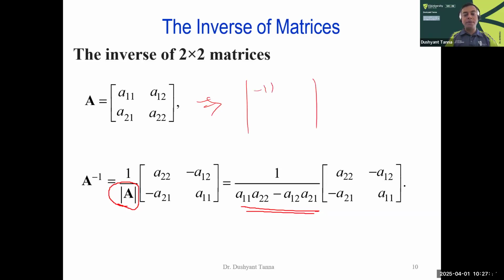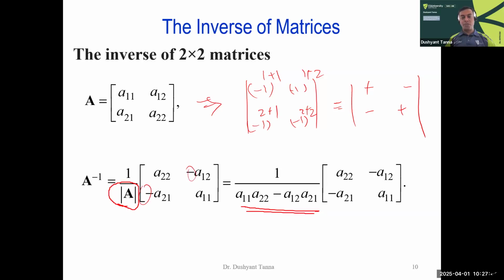This is minus 1 power 1 plus 1. This is minus 1 power 1 plus 2. This is minus 1 power 2 plus 1. So what happens? Minus 1 power 2 is 1, so this is plus. Plus, minus, minus, plus. And that's why you got 2 minuses here. Just remember that for a 2 by 2 matrix, when you are finding the inverse using the determinant, this is how we do it.